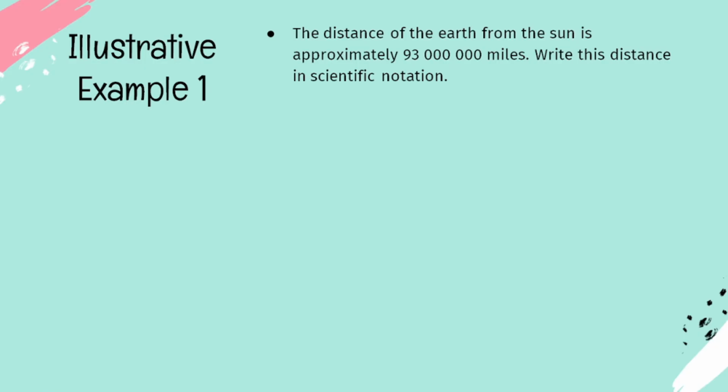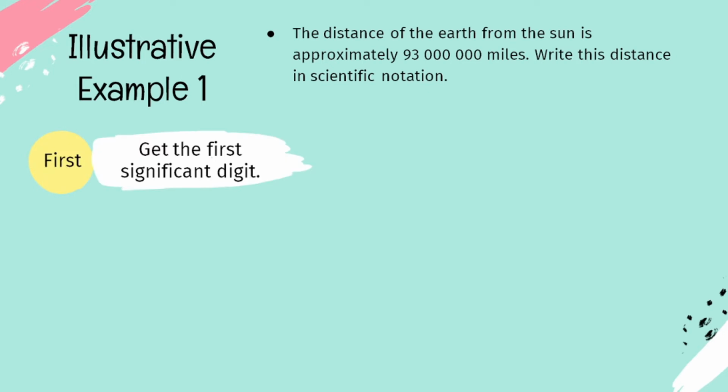In this example, the first step is to get the first significant digit. Di ba meron tayong rule na binigay kanina? Sabi natin, i-express natin ang number in scientific notation in the form A times 10 raised to n. Tama? Yan yung pinaka-format ng scientific notation natin.